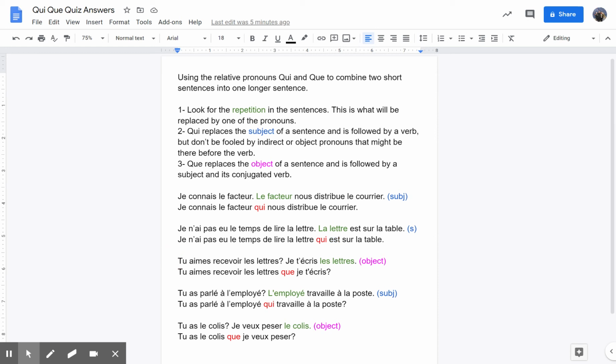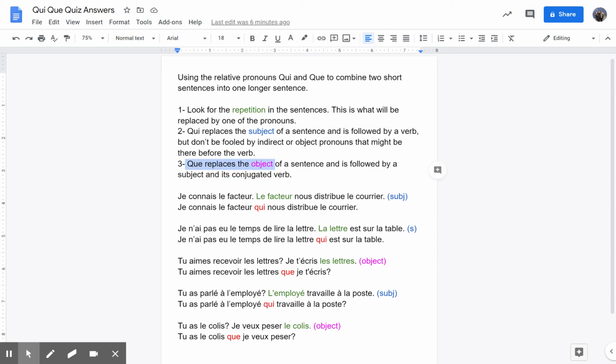Tu aimes recevoir les lettres, je t'écris les lettres. You like to receive letters, I write the letters to you. So we're going to say, do you like to receive the letters that I write to you? So our repetition here is les lettres. This time, it's an object. How do I know? Because it comes after the verb and it answers the question. I write the letters to you. I write what to you? Oh, the letters. When you can answer the question what, then that's how you find your object. So I'm going to use que because like we said up here, que replaces the object of a sentence.